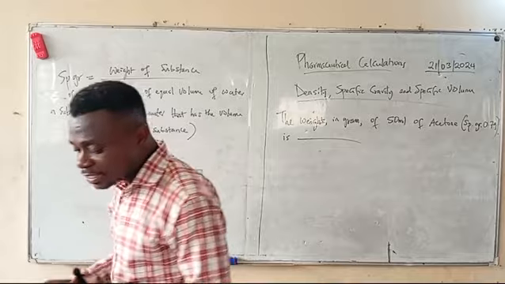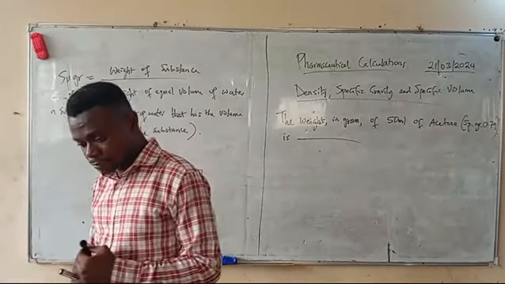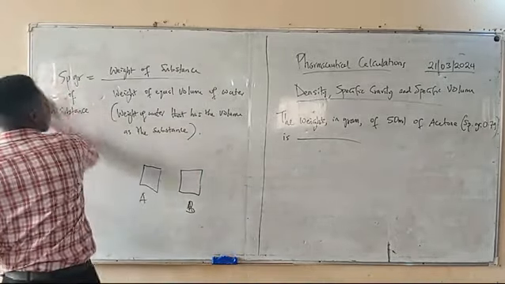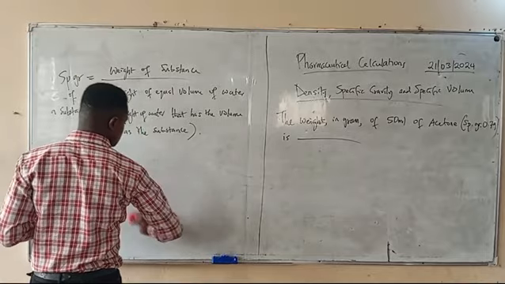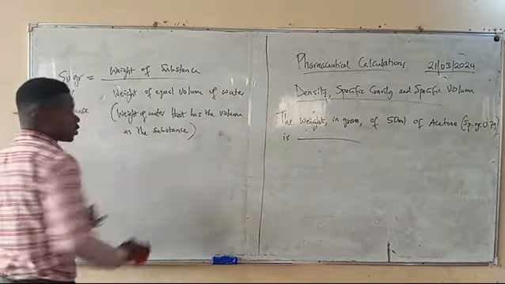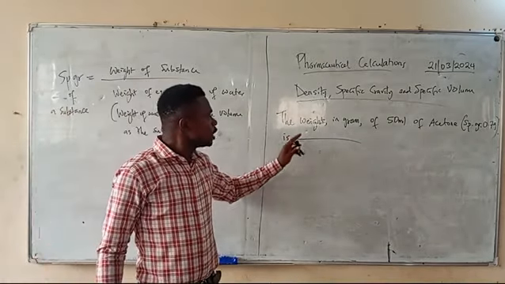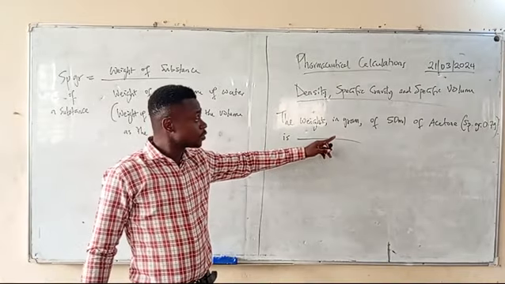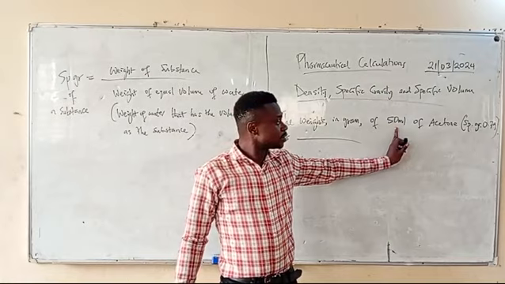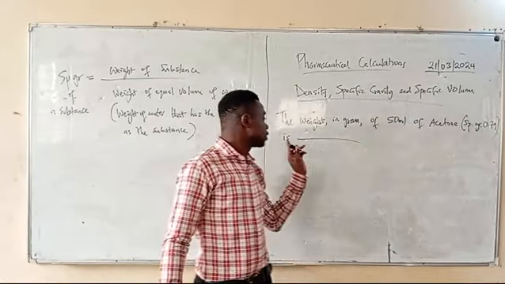Good. So with that now, let's solve this question. Now, let's read the question. The weight in gram of 50 ml of what? Acetone. The specific gravity of acetone is what? 0.79. Is equal to what?